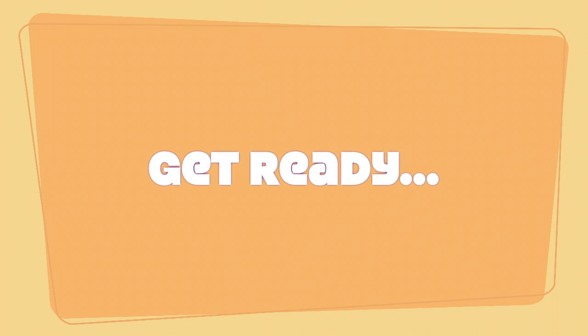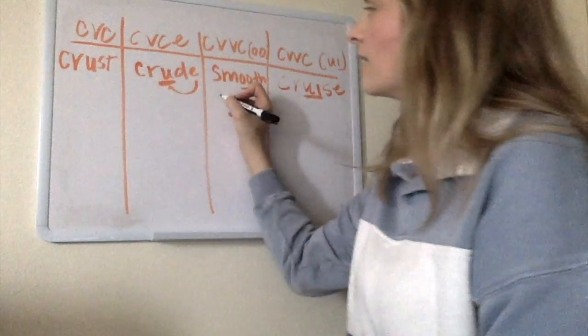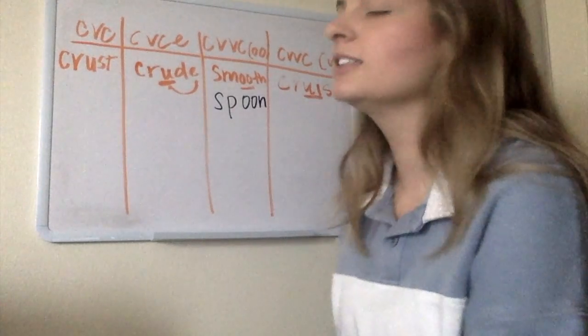Your word is spoon. Where do you think that word would go? You got it. It goes under the OO vowel team column. Nice job, guys. So why does it go under that column?